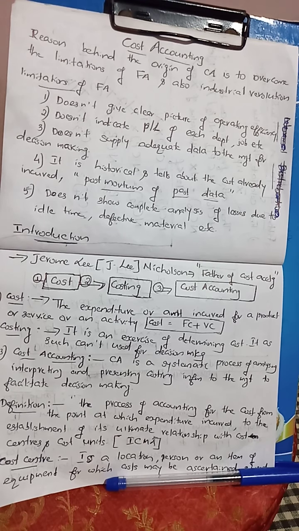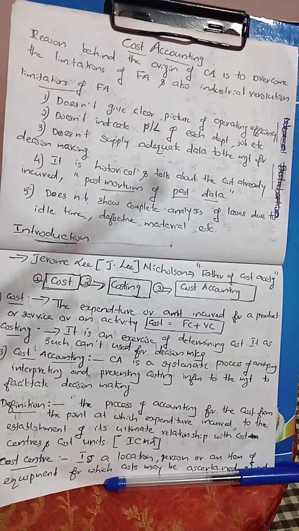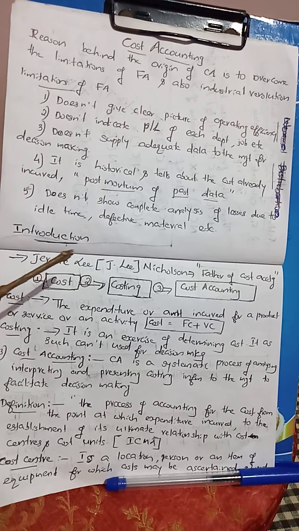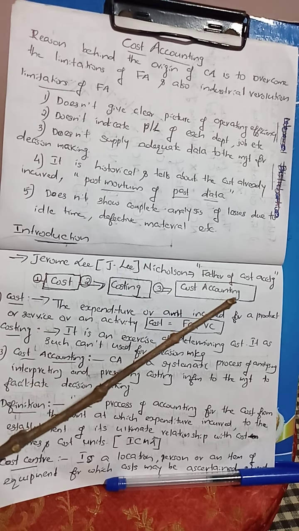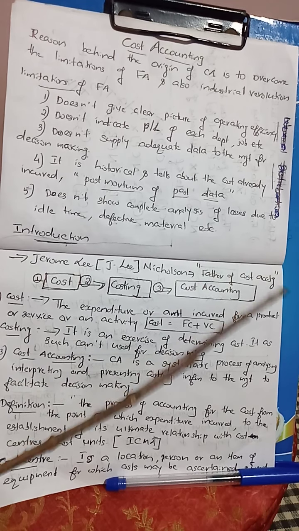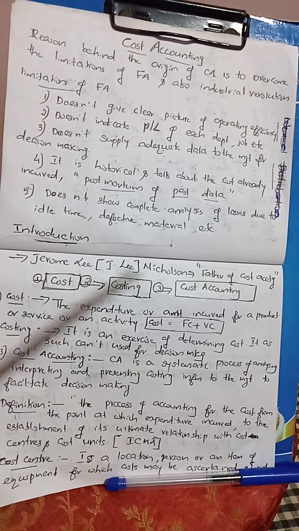Then we move to the introduction of cost accounting. Cost accounting was introduced by Jerome Lee, or J. Lee Nicholson, an American accountant who was a pioneer in the field of cost accounting and is considered the father of cost accounting. Who is the father of cost accounting? He was Jerome Lee, or J. Lee Nicholson.